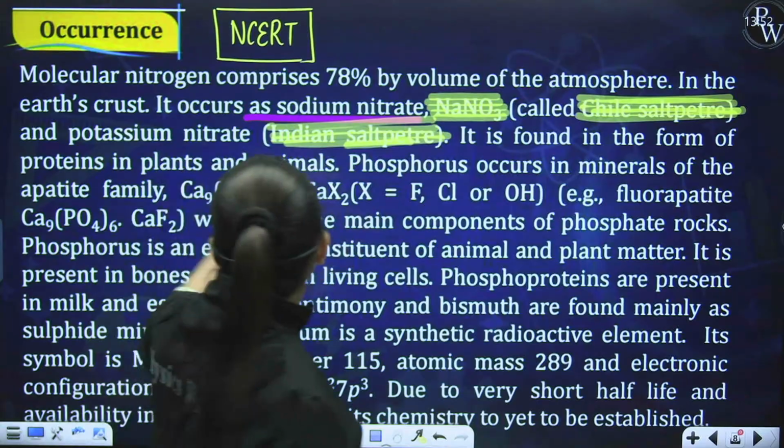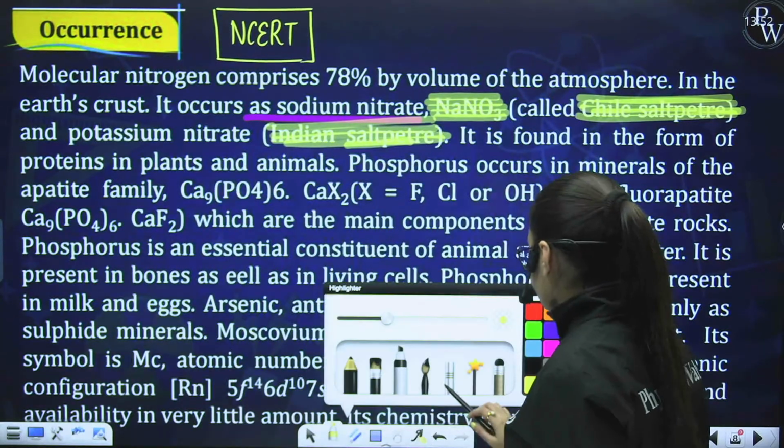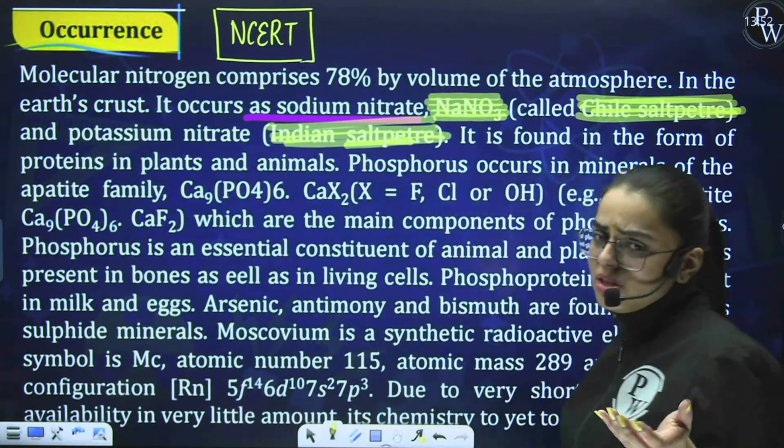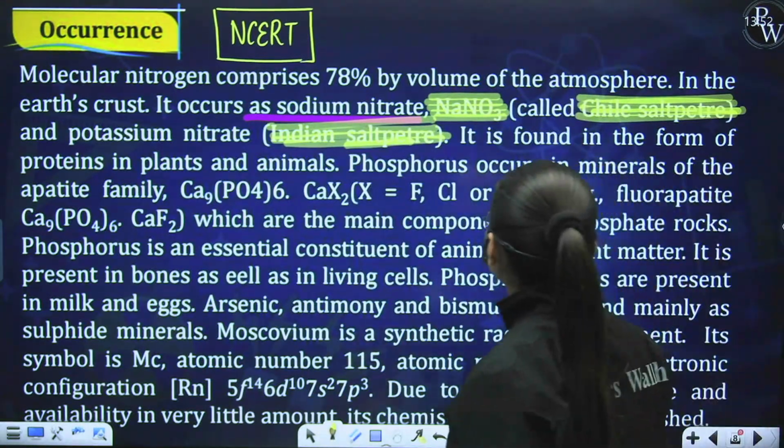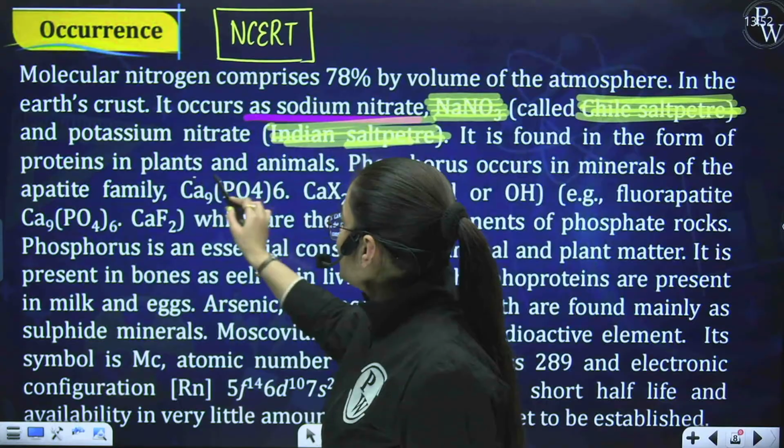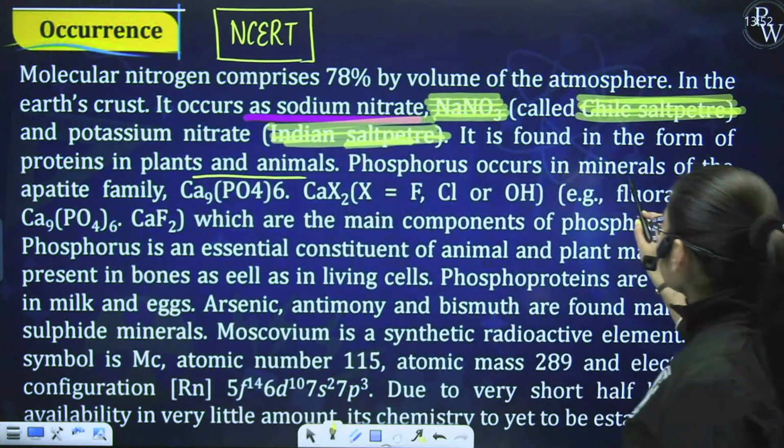Now, it is found in the form of proteins in the plants. This is the theoretical section that you have to read, okay? So, these were the important key points that I have mentioned over here. Rather than this, it is found in the form of proteins in the plants and the animals. Phosphorus occurs in the minerals.